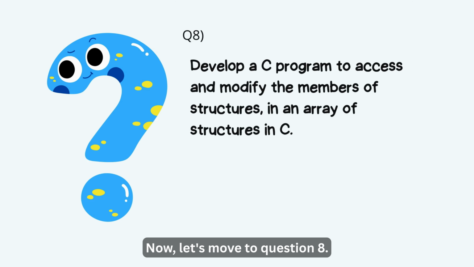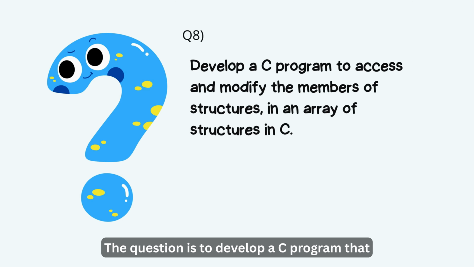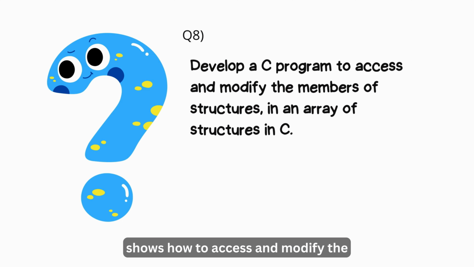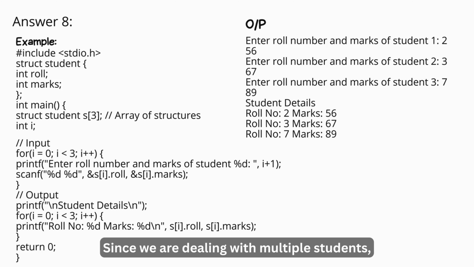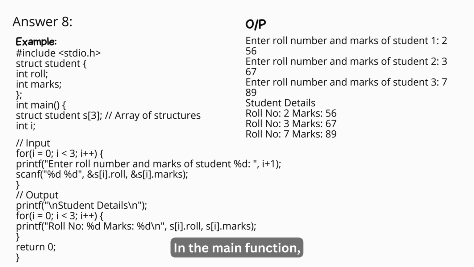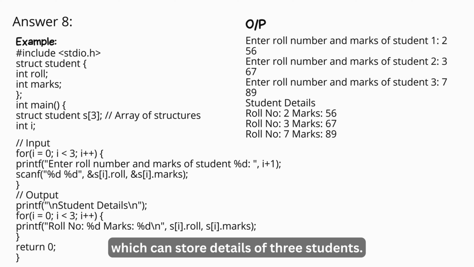Now let's move to question 8. The question is to develop a C program that shows how to access and modify the members of structures when we are using an array of structures. First, let me explain the idea behind this program. We have a structure called student which contains two members, roll number and marks. Since we are dealing with multiple students, we don't create just one structure variable. Instead, we create an array of structures. In the main function, we declare an array called s, which can store details of three students.